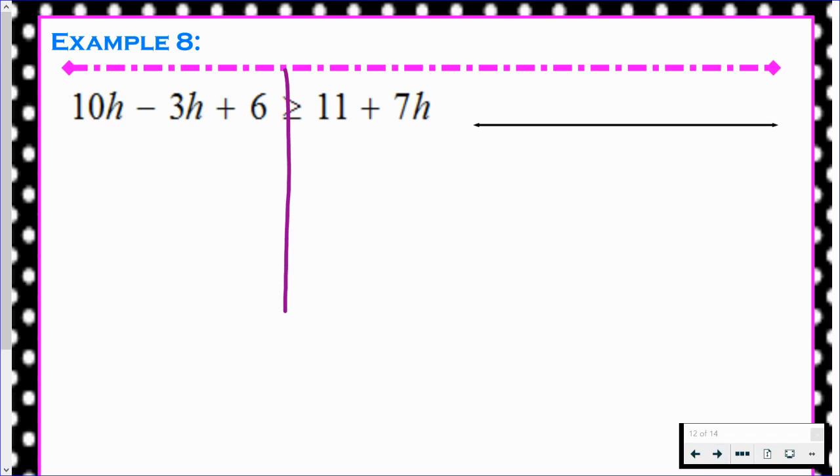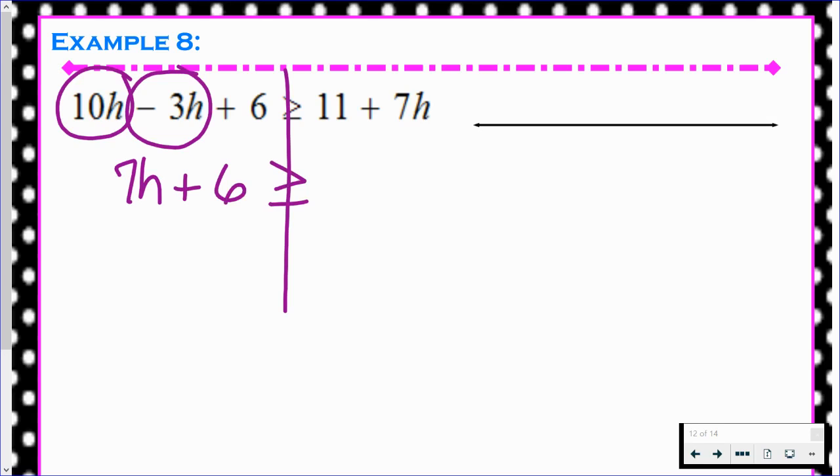So again, this left side could use a little cleaning up. 10h plus negative 3h is going to give me 7h. Plus 6 is greater than or equal to 11 plus 7h.